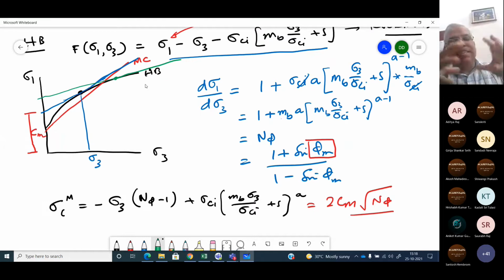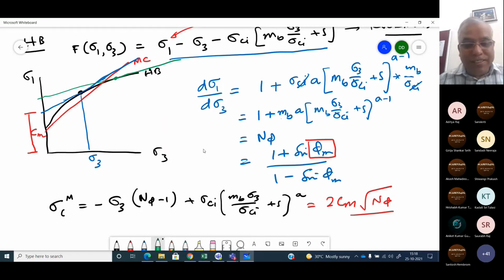If you try to make it equivalent Cm and phi m, if you want to find the equivalent frictional angle and cohesion value, then this is one of the ways to find out. This is not the only way. There is another method. It is such a big equation, so I am not going to write it here.